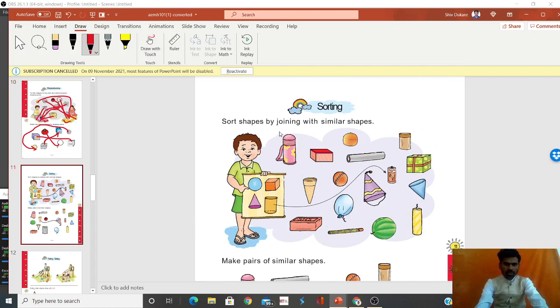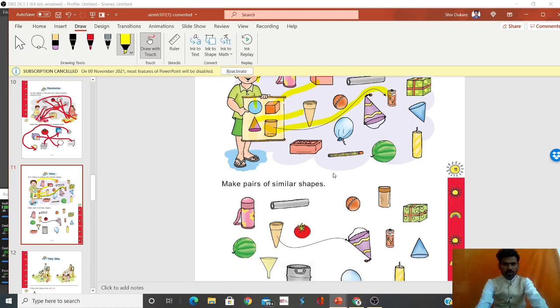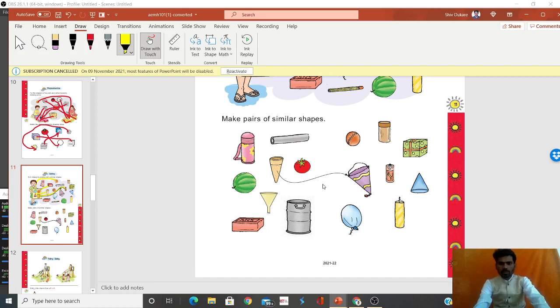Sort shapes by joining with similar shapes. Okay, here we have to, so you can see these two are similar shapes, these and these are the two similar shapes which are already given. This and this is similar, and this similar. Okay, make pairs of similar shapes. Here we have to make pairs of similar shapes.